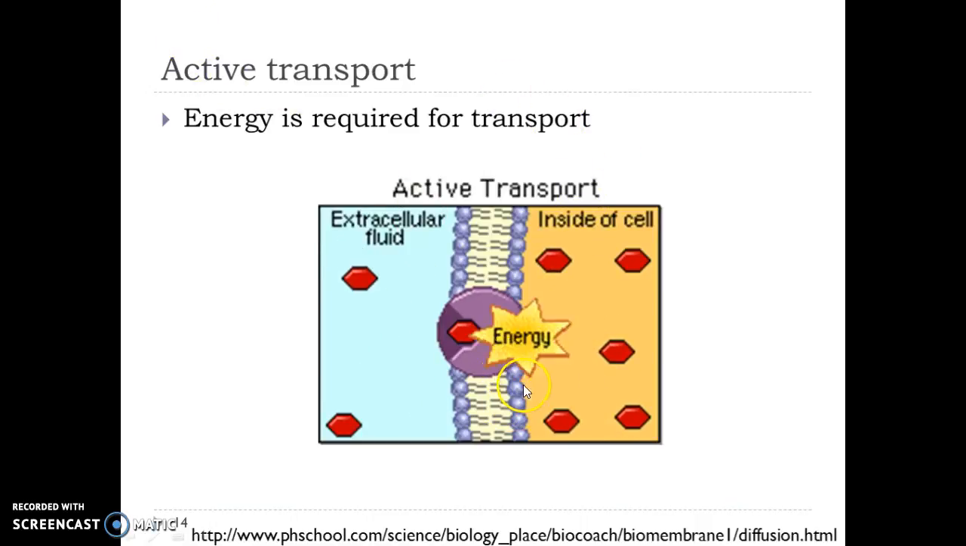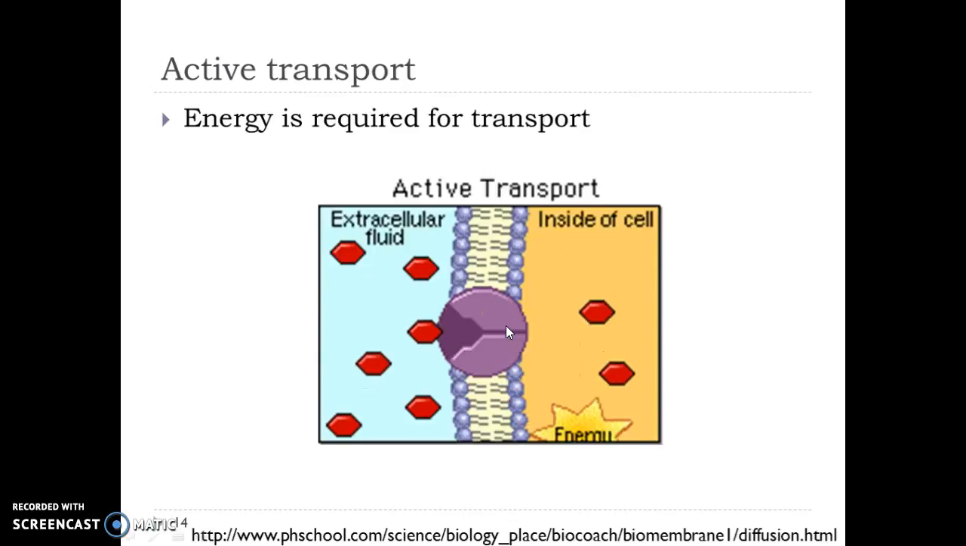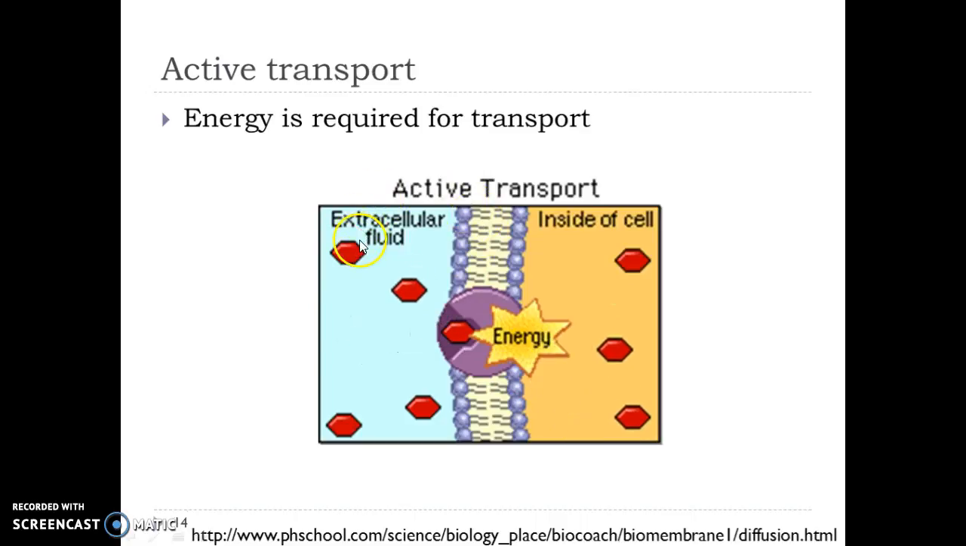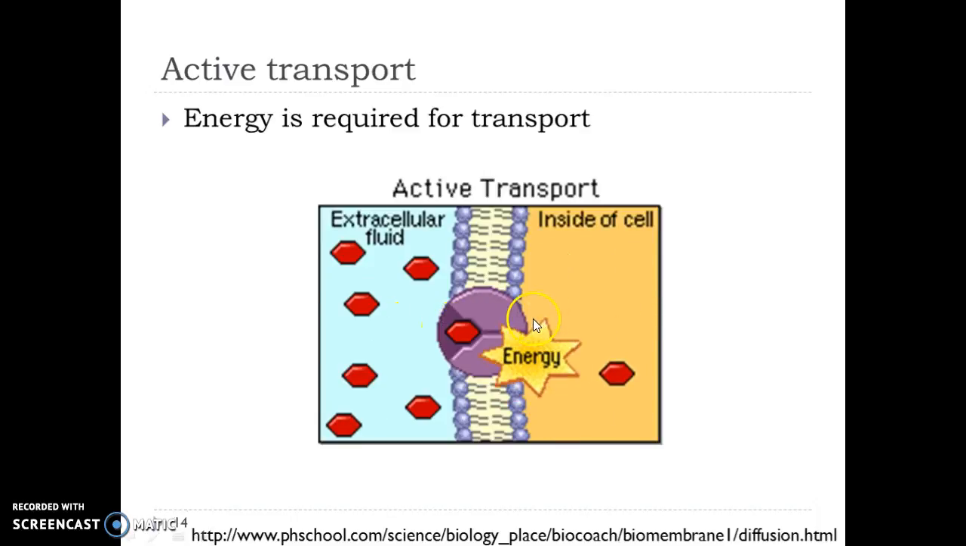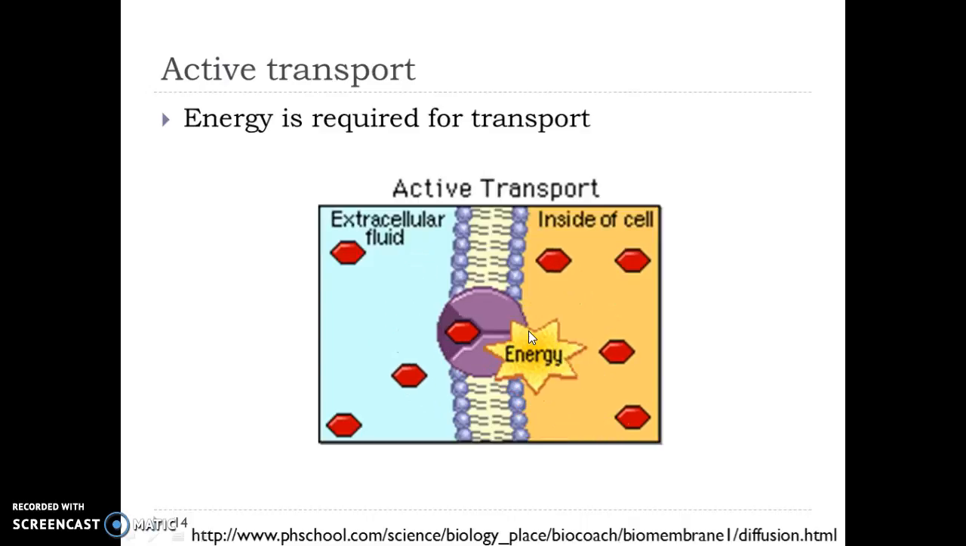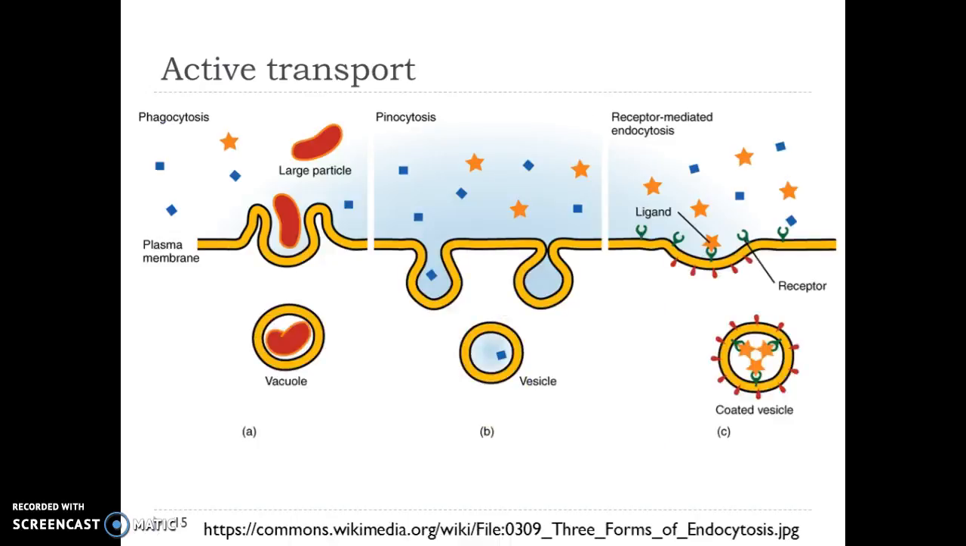Energy is generally required for the transport. This energy is got from the cellular respiration, where ATP is generated. So here you see the extracellular fluid, then the membrane. Any substance which has to be transported through the membrane inside the cell requires some energy, which helps the substances to move inside. That tells you that it is active. Active means some energy is required. Now in active transport itself you have phagocytosis, pinocytosis and receptor mediated endocytosis.